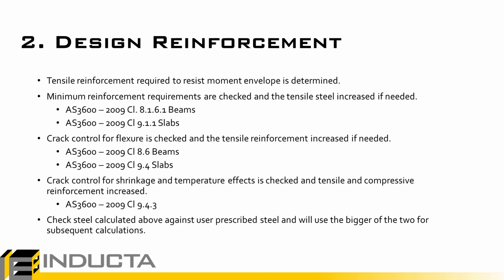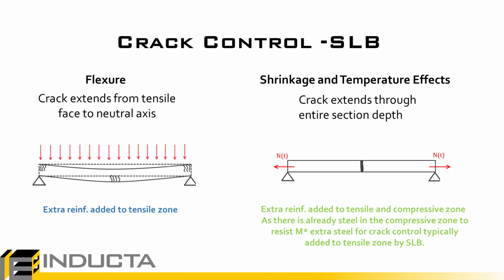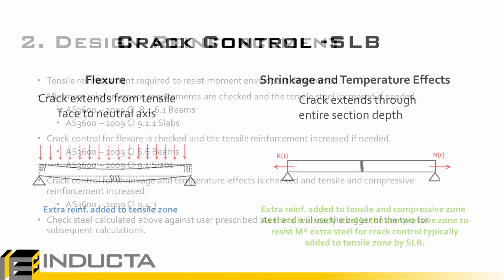Initially we calculate the tensile reinforcement required to resist the bending moment. Then we check minimum reinforcement requirements and increase the tensile steel if needed. Next we check crack control for flexure and increase the tensile reinforcement as needed. Then we perform checks for crack control for shrinkage and temperature effects. Now we try to balance this reinforcement in the tensile and compressive zone, so we already have reinforcement in the tensile zone, so any extra steel needed for crack control for shrinkage and temperature is put in the compressive zone.